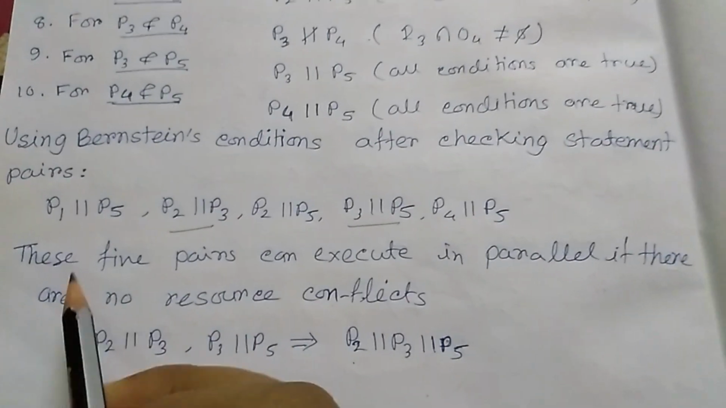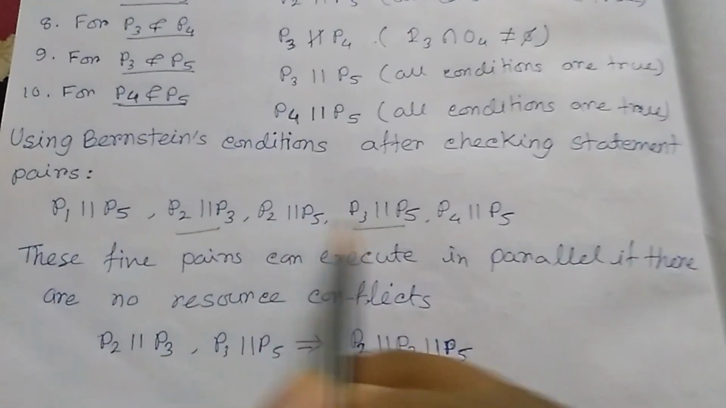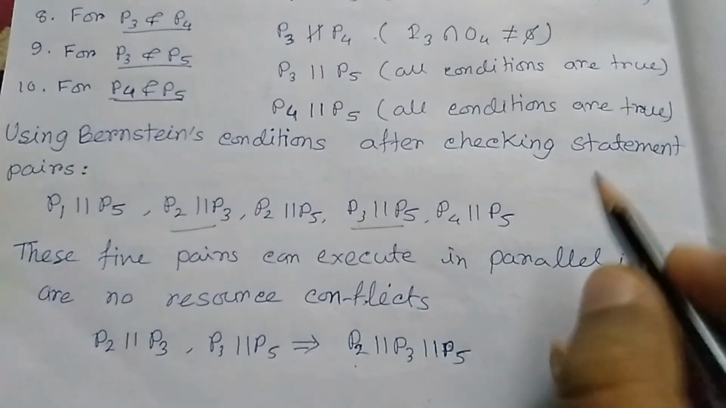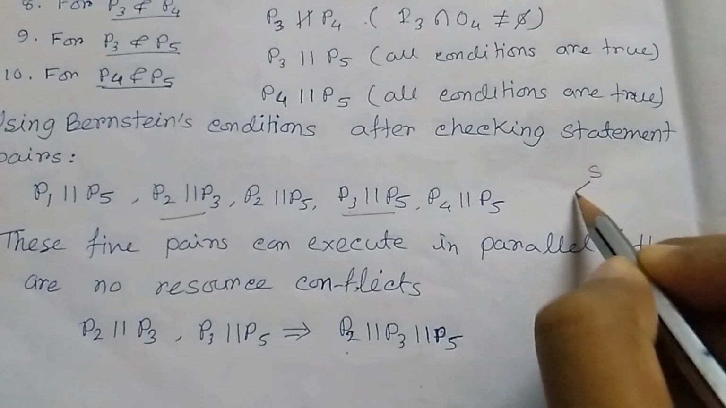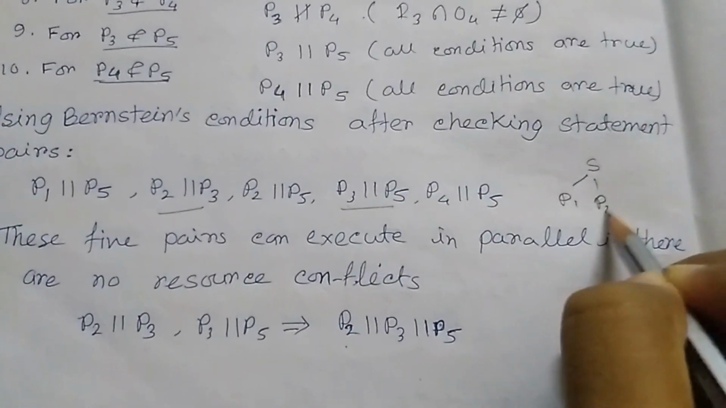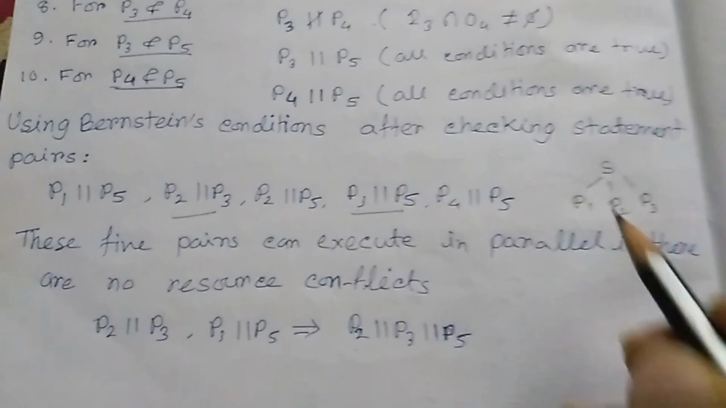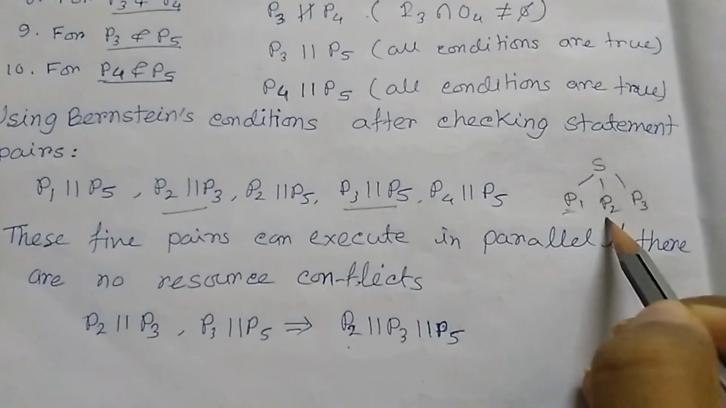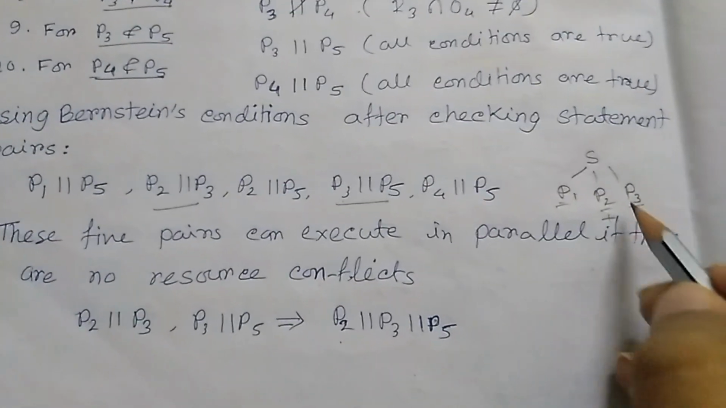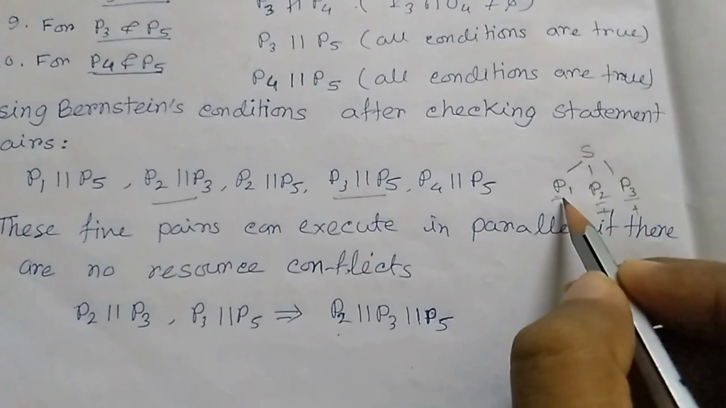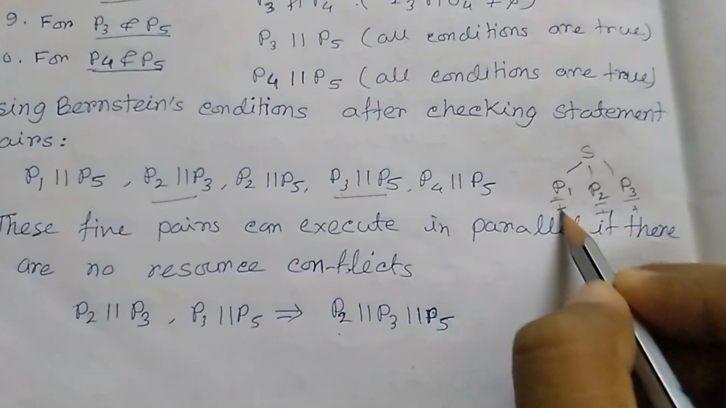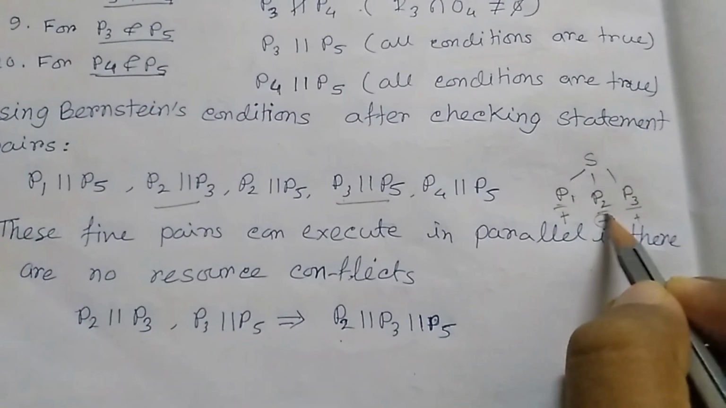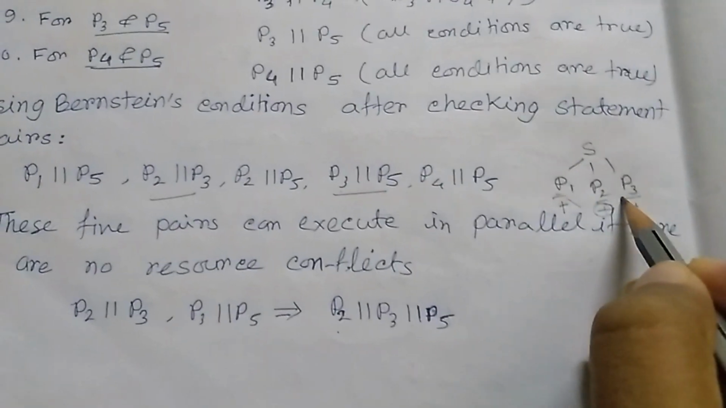So here resource conflict means the statements P1, P2, P3 and P4 can't use the same file location, suppose S, at a time. It also means that if P2 performs plus, P3 performs plus and P1 also performs plus, they cannot use the addition operation at a time.